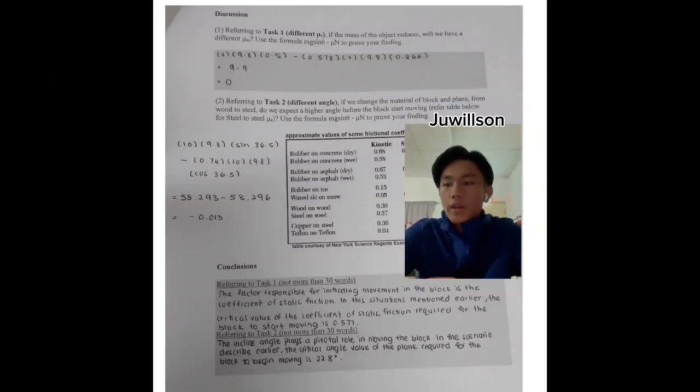Item number 5. In conclusion, referring to task 1, the factor responsible for initiating movement in the block is the coefficient of static friction. In the situation mentioned earlier, the critical value of the coefficient of static friction required for the block to start moving is 0.577. Referring to task 2, the inclined angle plays a pivotal role in moving the block. In the scenario described earlier, the critical angle value of the plane required for the block to begin moving is 22.8 degrees. Thank you.